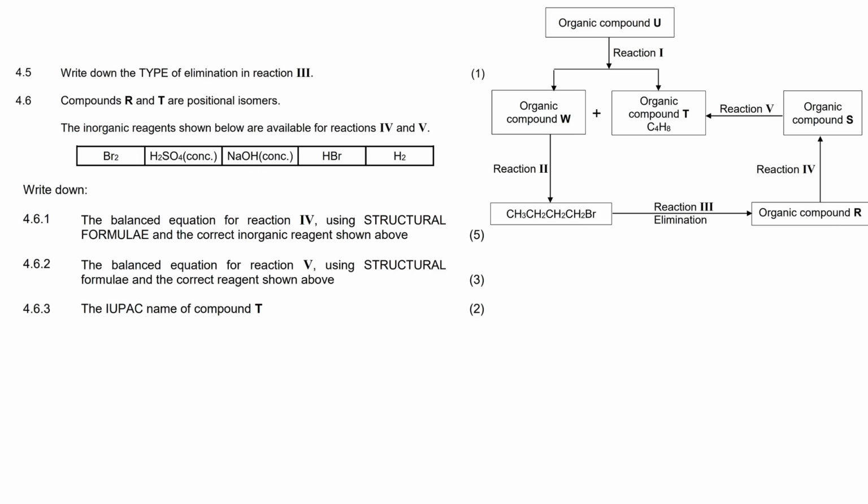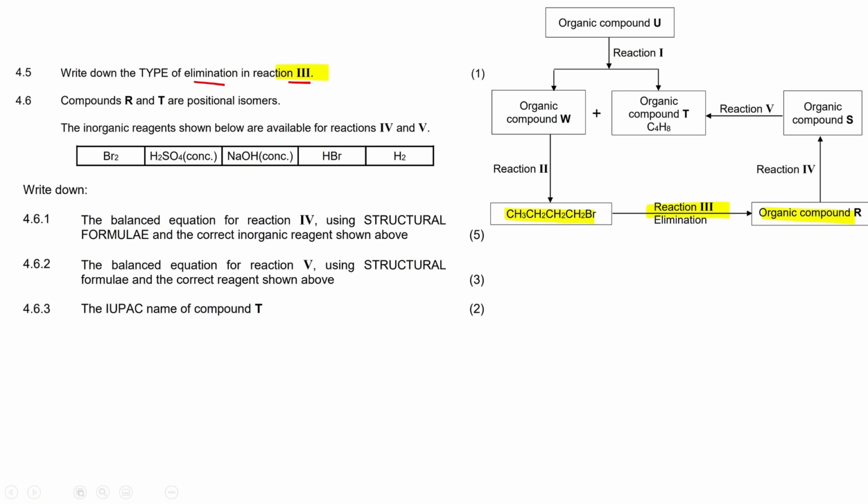So 4.5 says write down the type of elimination reaction in reaction number 3. So reaction 3 is this one over here where we are going from this to this. Okay. Oh, it's actually very easy. I was thinking, how do we know? Because there are so many different types of elimination reactions. There's dehydration, dehalogenation, dehydrohalogenation, for example.